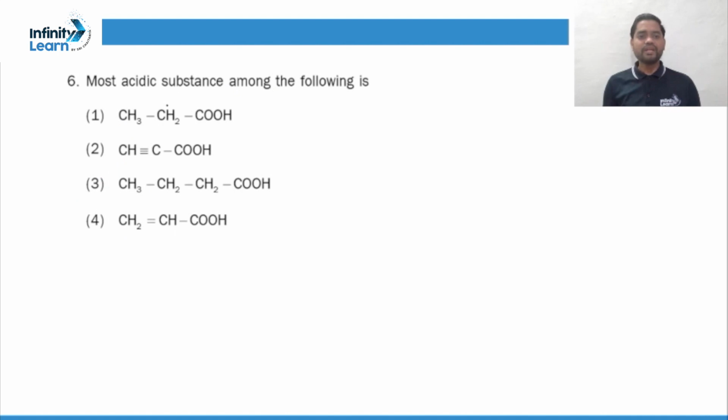Question 6, the most acidic substance among the following. Most acidic substance means presence of an electron withdrawing group. The stronger the electron withdrawing group is, the more the acidic strength. Electron donating group, electron withdrawing group, donating, withdrawing. A triple bond is more electronegative than a double bond, and hence it is the strongest electron withdrawing group. So question number 6, the right answer is option number 2.